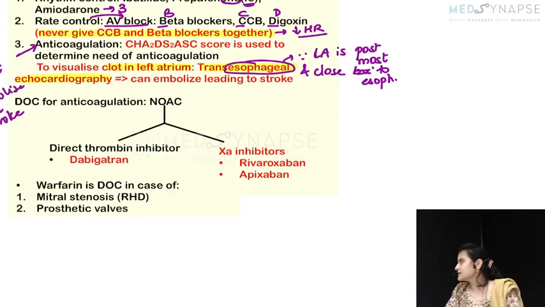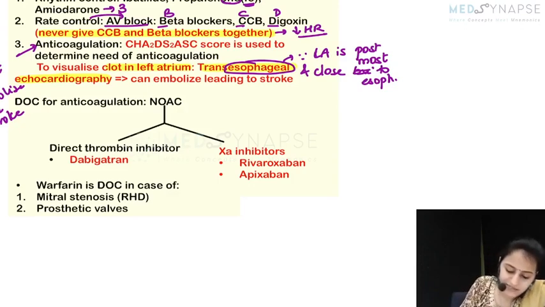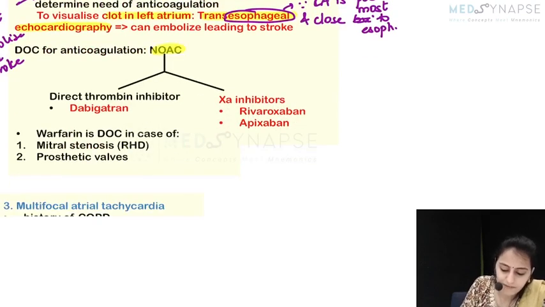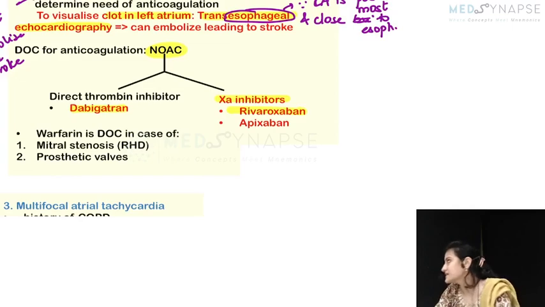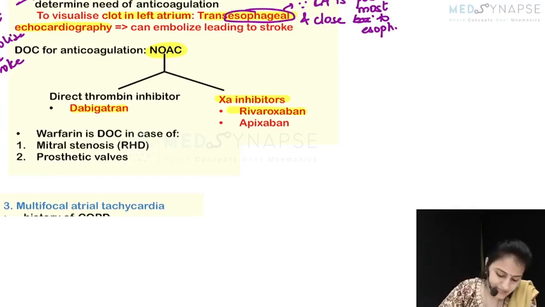So anticoagulation is given based on calculating the score, the CHA2DS2-VASc score. It is used to determine the need of anticoagulation. What is the drug of choice for anticoagulation now? NOACs. What are the NOACs? Dabigatran and rivaroxaban, the 10A inhibitors. Dabigatran is a direct thrombin inhibitor which is given orally.